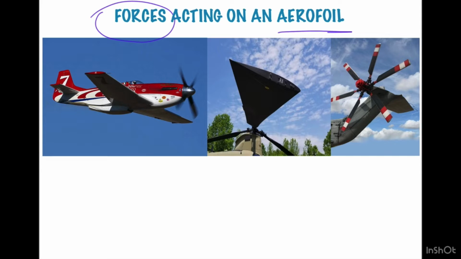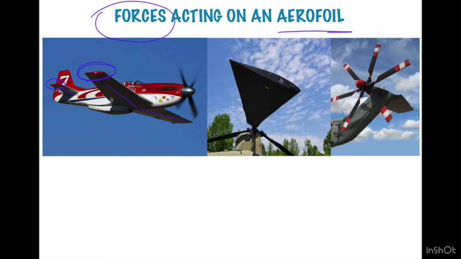So as you can see, there are three pictures. First is of a fixed wing aircraft, in which you can see this is the wing, which is a lift generating component of the aircraft, and also definitely the tail wing. The structure of the wing is kind of an aerofoil. As you can see here, similarly in the tail also.